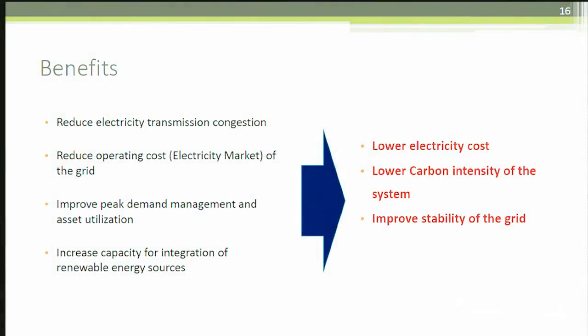Another general benefit, you lower the electricity cost because the system will cost less. You reduce the carbon intensity of the system, so you're not using the gas turbine power plants or other sorts of fossil fuel power plants. When they operate less, there is less emission, and they operate more efficiently because they're doing more full load rather than partial load. And you improve the stability of the grid because you have those services in place rather than ordering them.